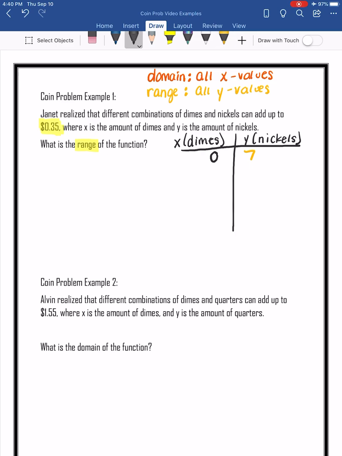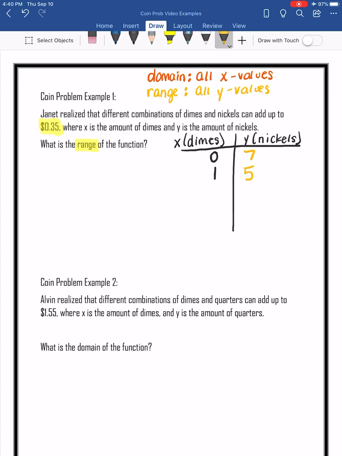So let's try 1 dime. If I have 1 dime, a dime is 10 cents. How many nickels would I need to get to 35 cents? Okay, so if I had 1 dime, I would need 5 nickels to get to 35 cents.